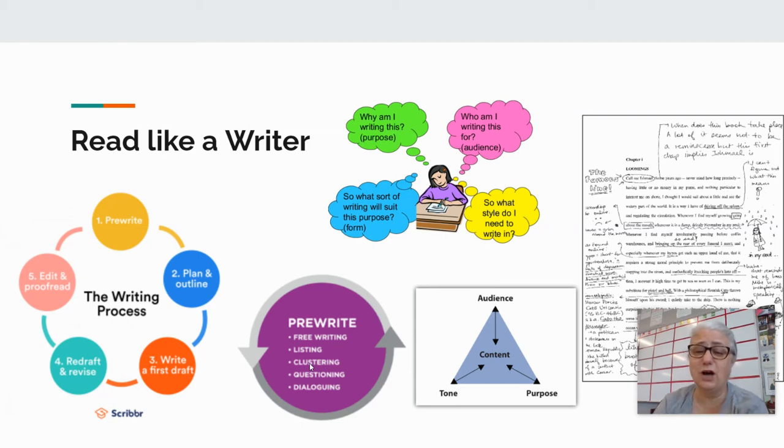So in addition to audience and purpose, you also want to look at tone. Tone is that emotional connection, right? That emotional feeling. So what tone, that's part of style.